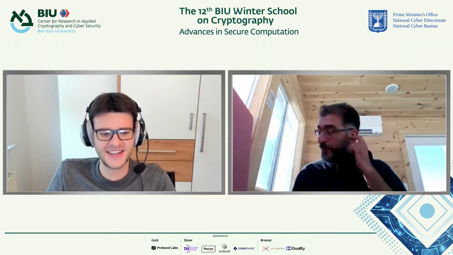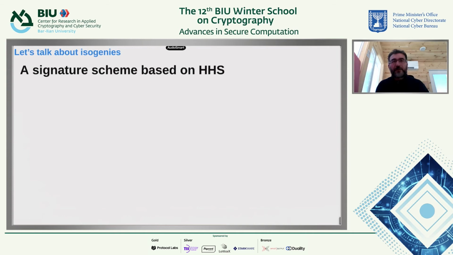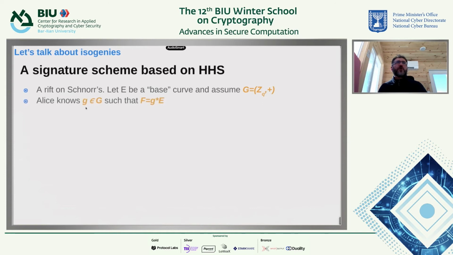Yeah. So here is how you build a signature scheme. It is basically a riff on Schnorr's. You take a base curve E. We're going to assume that our group G is Z_q with the addition operation. Okay, so Alice knows a group element G such that F is E acted upon by G. Basically, Alice knows the quote-unquote discrete log of F with respect to E, and she wants to prove that she knows G.